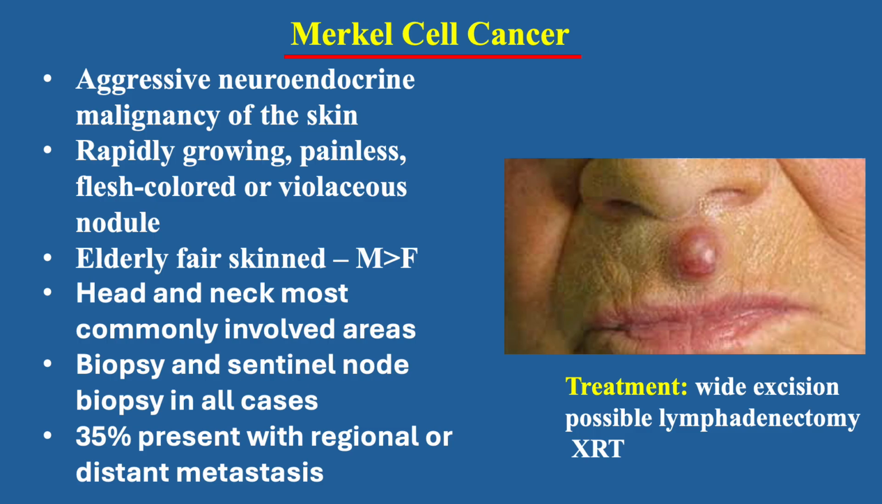Definitive diagnosis is made with a skin biopsy. In addition to a biopsy, a lymph node evaluation should be performed in all patients. Treatment of Merkel cell carcinoma consists of wide local excision of the primary tumor with a 1 to 2 centimeter margin, possible lymphadenectomy, and postoperative radiotherapy.